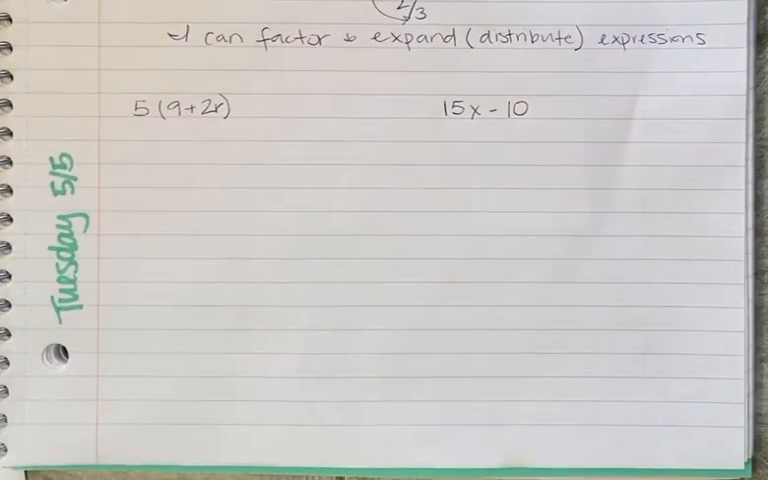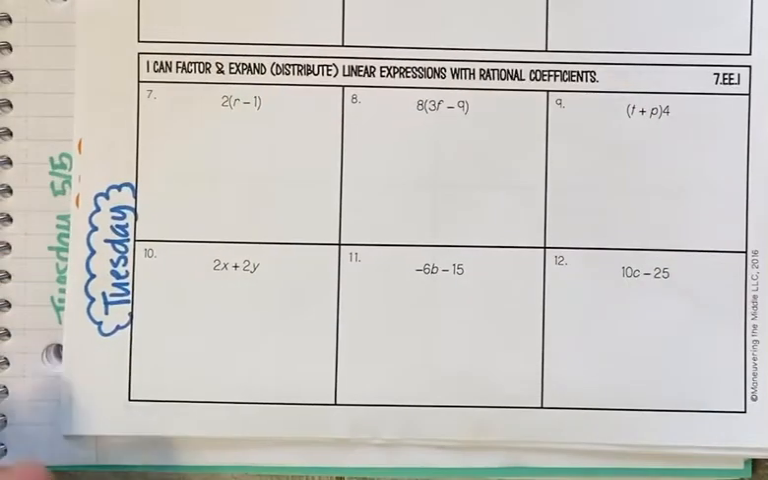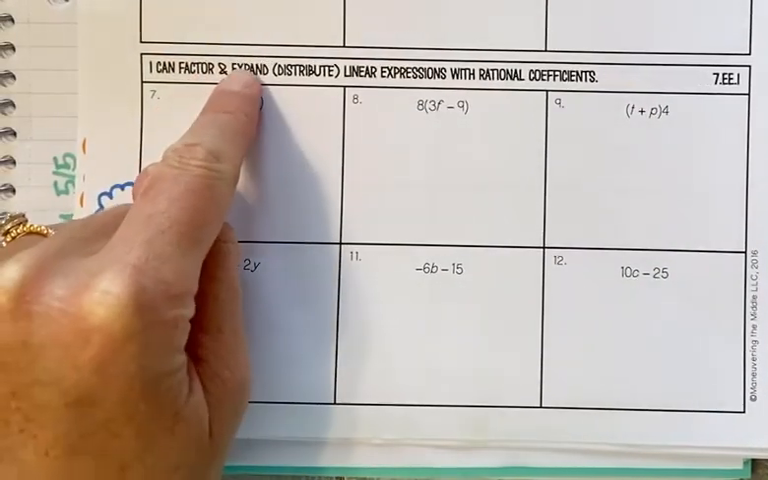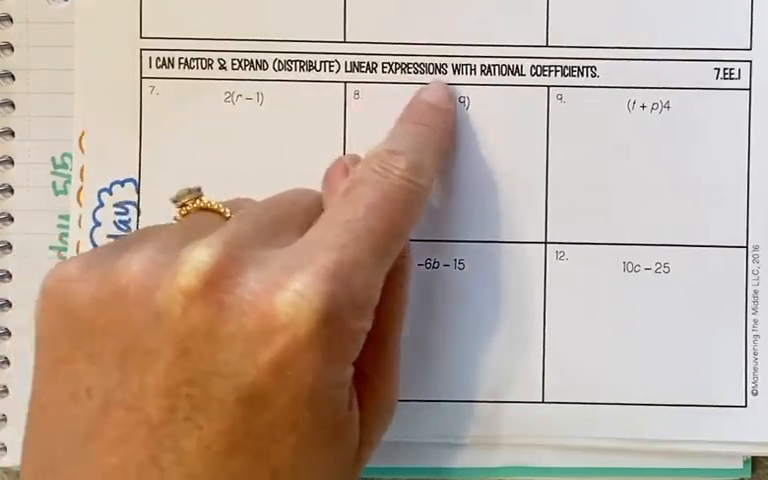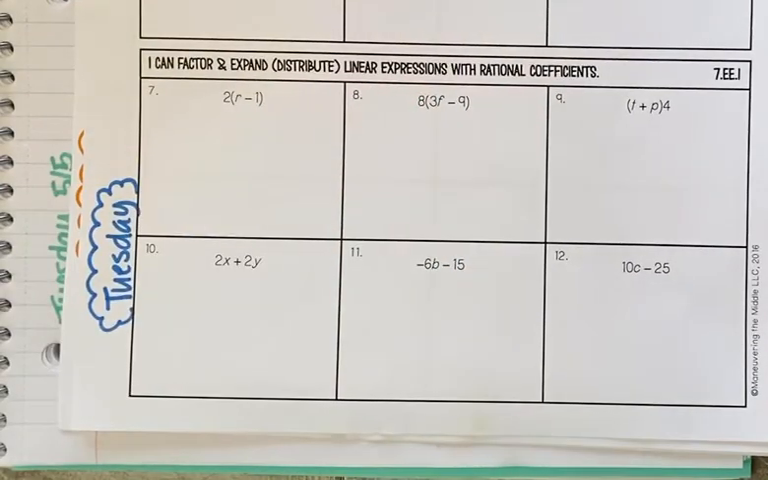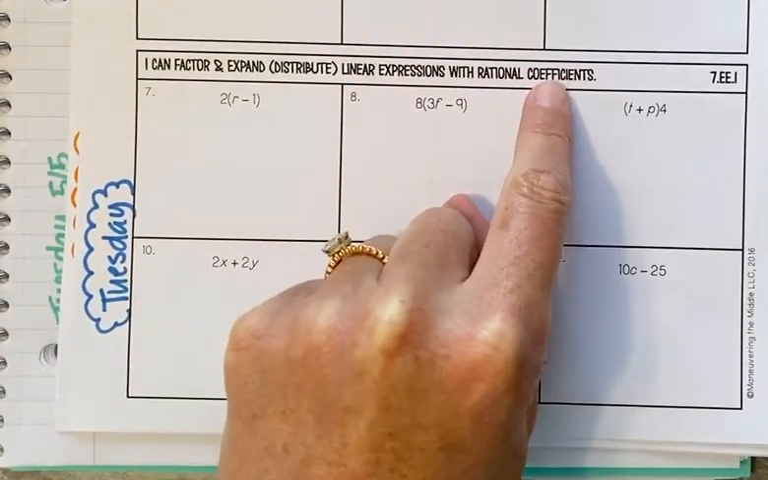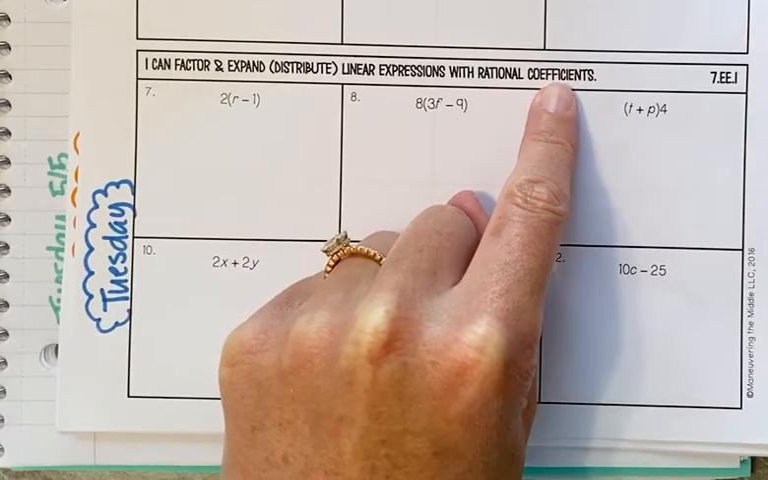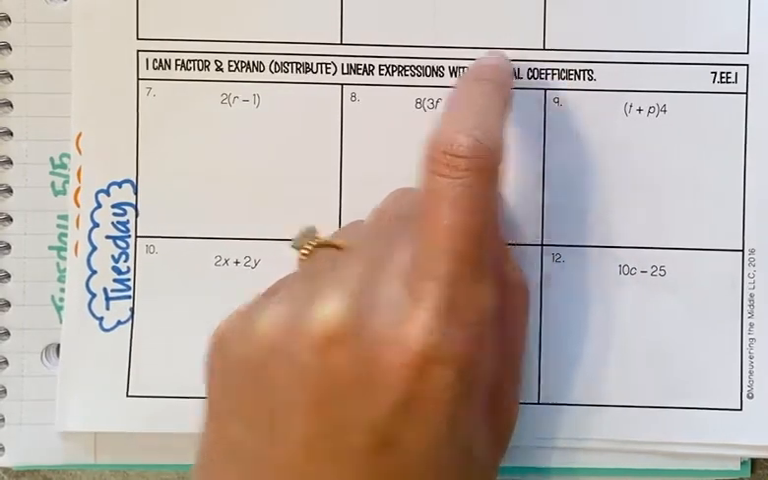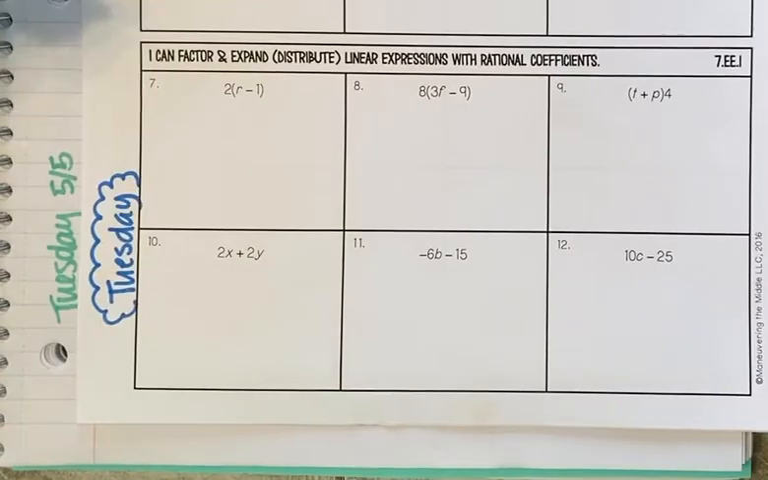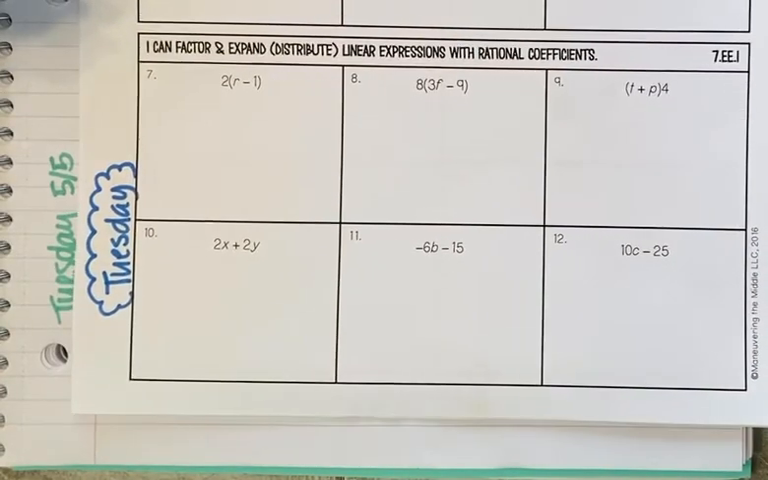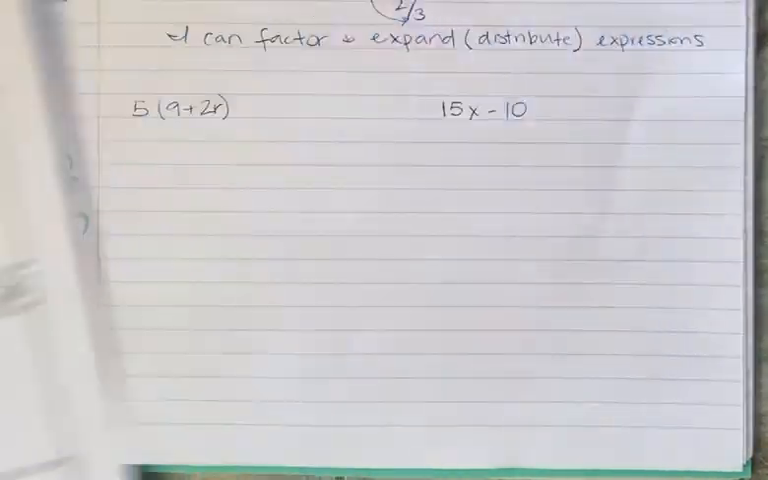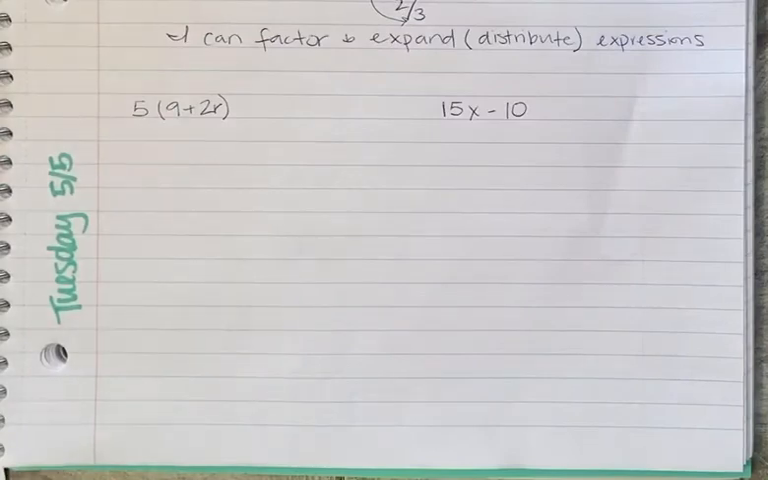For Tuesday's lesson, you can see that our objective on our study guide is to factor and expand or distribute linear expressions with rational coefficients. So we learned that a coefficient is just a number that's in front of a variable. Rational means that it could be a fraction or a decimal. So let's take a look at what factoring and expanding actually mean.